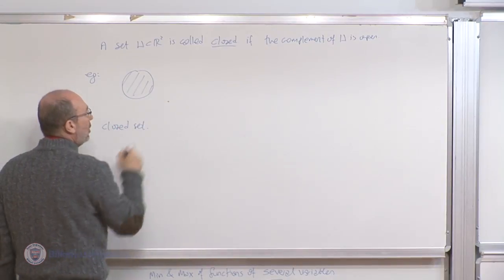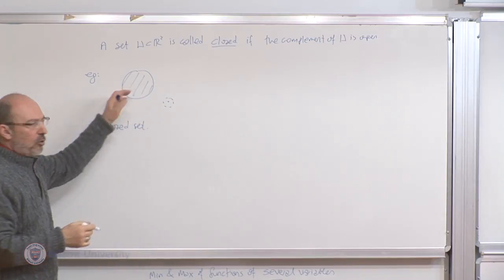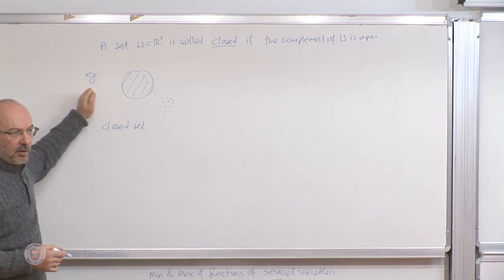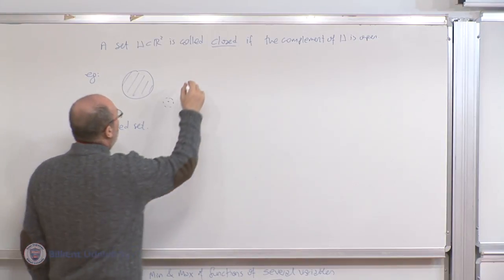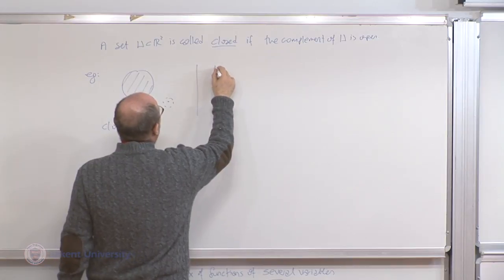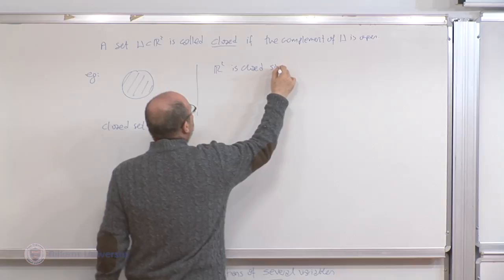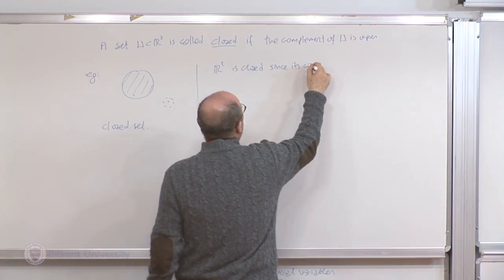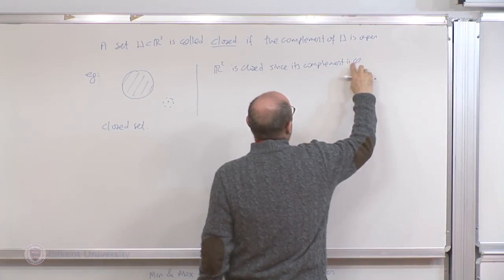Because take any point which is not on the set, you see that I can put a small ball here, disjoint from here. So the complement is trivially open. So this is closed. And R2 is closed since its complement is empty.